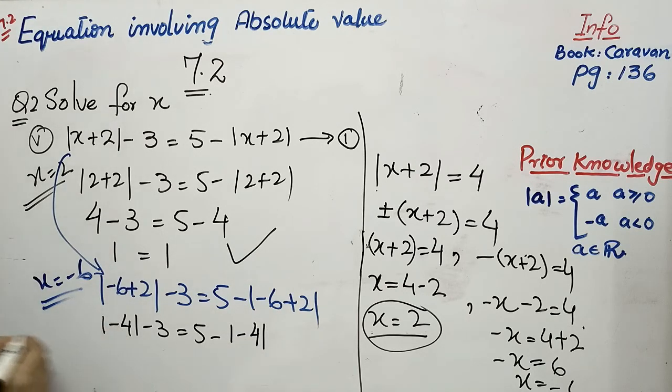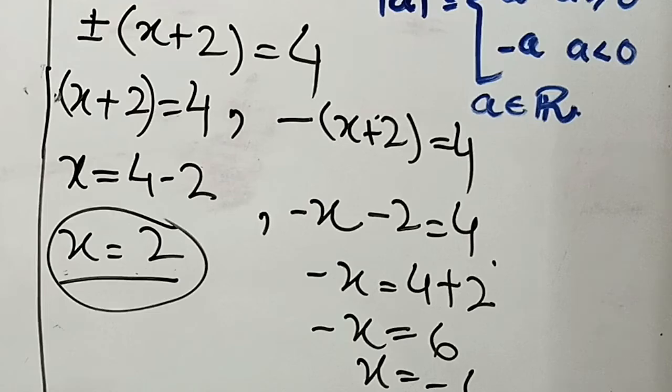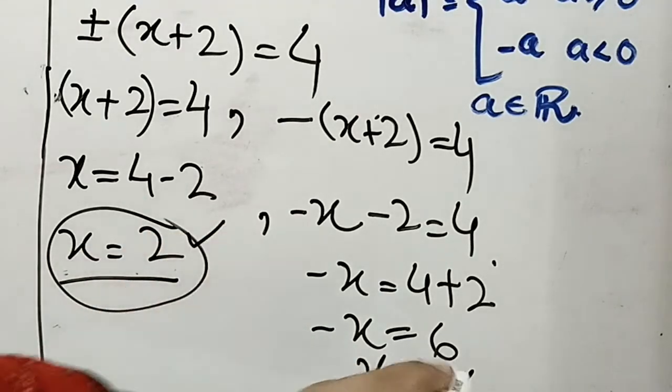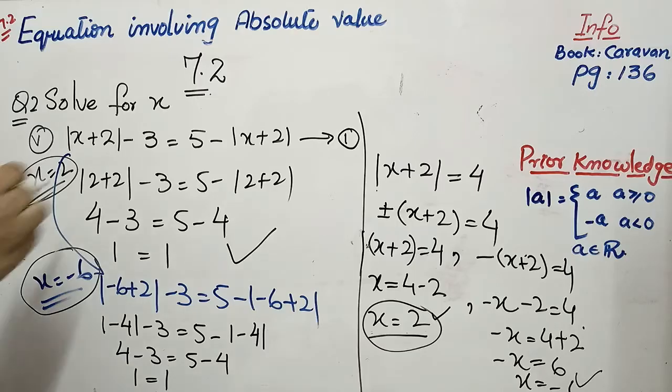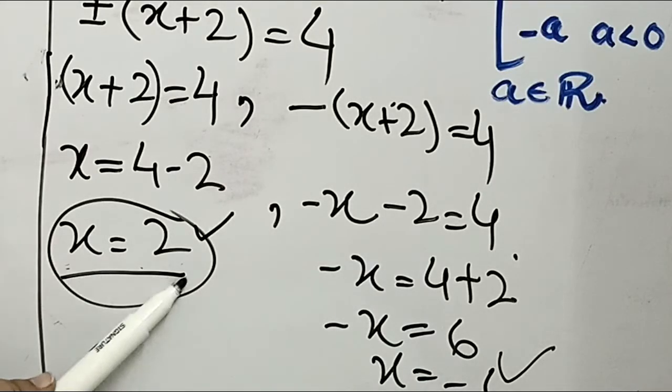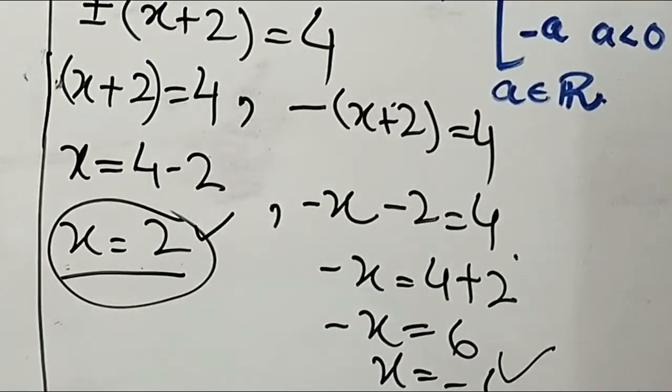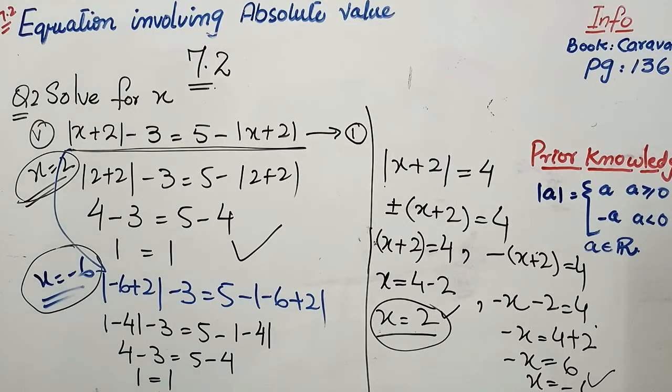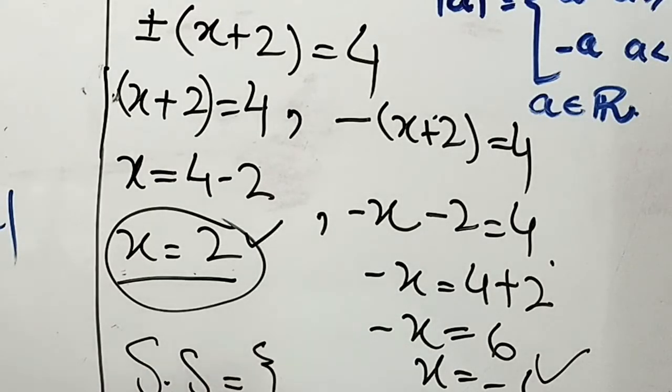So modulus of minus of modulus will be positive, and 5 minus 4 again, so 1 is equal to 1. So we have found that for x is equal to 2 as well as for x is equal to minus 6, both of these two values of x verify this equation. The left hand side and right hand side are both equal. So hence we can write that the solution set is equal to {2, minus 6}.